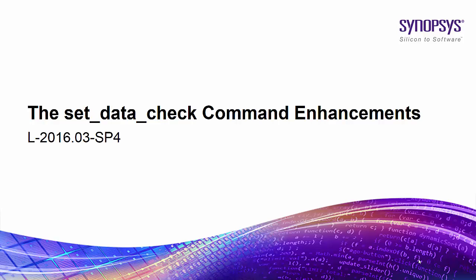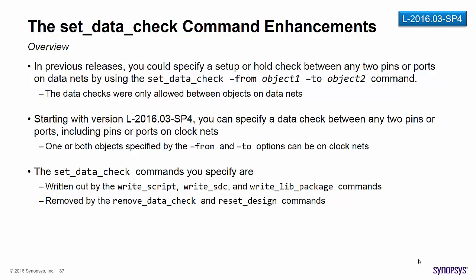Set data check command enhancement from 1603 SP4. In the previous release, you could specify a setup or hold check between any two pins or ports on data net by using the set data check command. Data checks were only allowed between objects on data net. From 1603 SP4, you can specify a data check between any two pins or ports, including pins or ports on clock net.